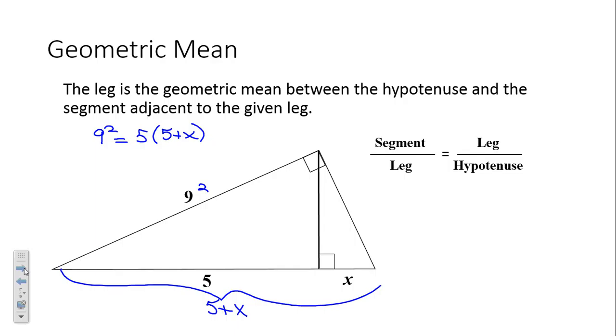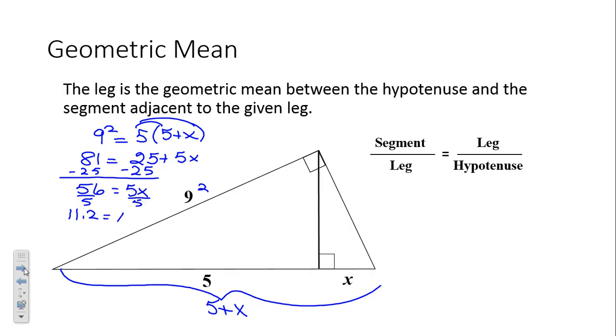How do we work that out? Distribute. 81 equals 25 plus 5x when we distribute 5 to both, taking away 25 from both sides. 56 equals 5x. Dividing by 5, 11.2 equals x. And you can leave it as 56/5 too.